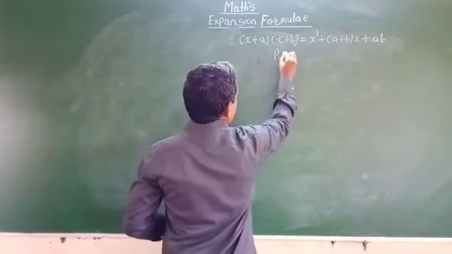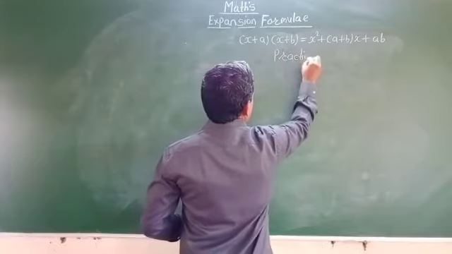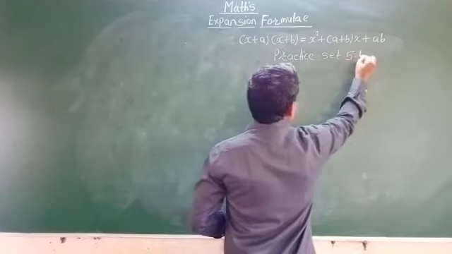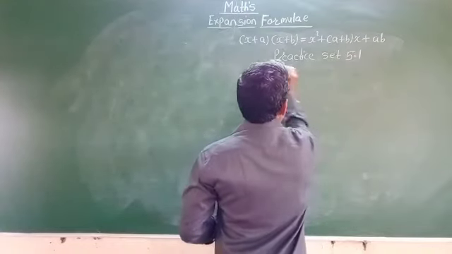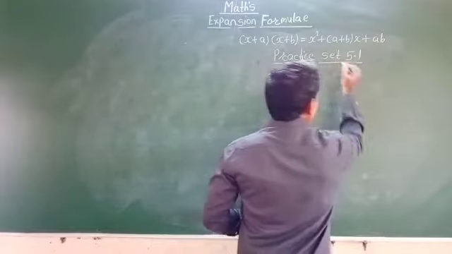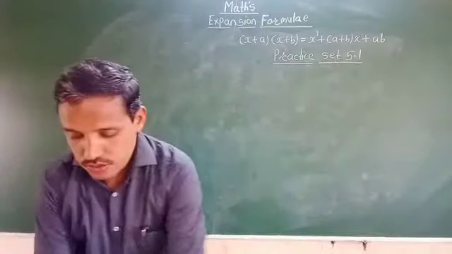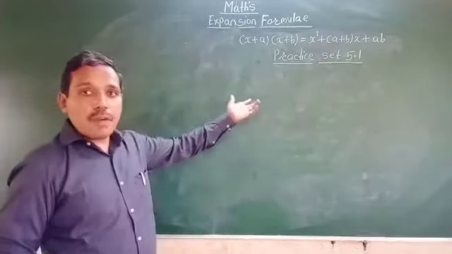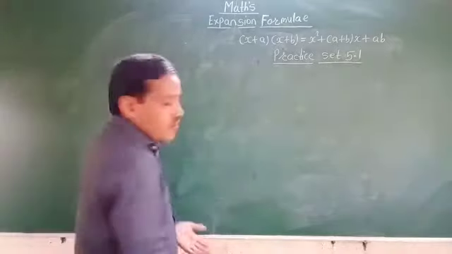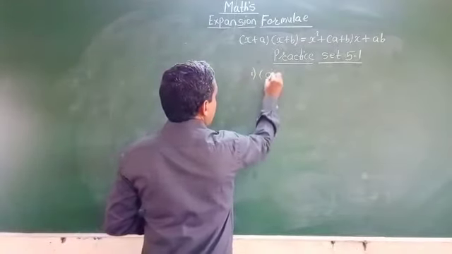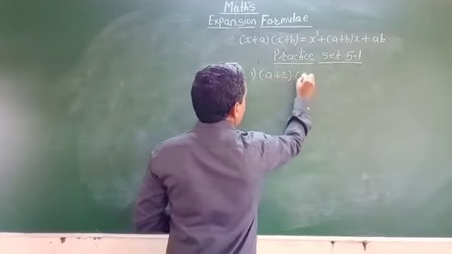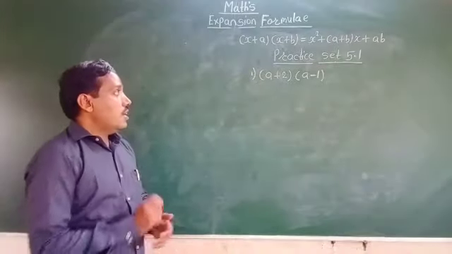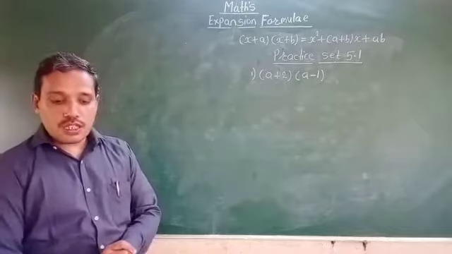So the practice set 5.1. In that practice set 5.1, we have many examples, and we will solve some examples on our blackboard. So the first example is (a plus 2) and (a minus 1).